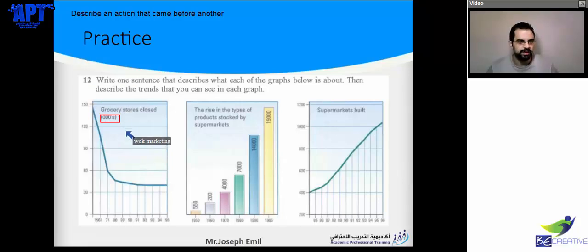So, again, when we take a look at the first graph here, we're seeing the number of grocery stores closed in thousands, and it appears that these are years. Again, years. Most of the time, we will be taking a look at years. So, between 150 grocery stores closed. Let's see here. The trend is first a sharp fall, then maybe a stabilization.